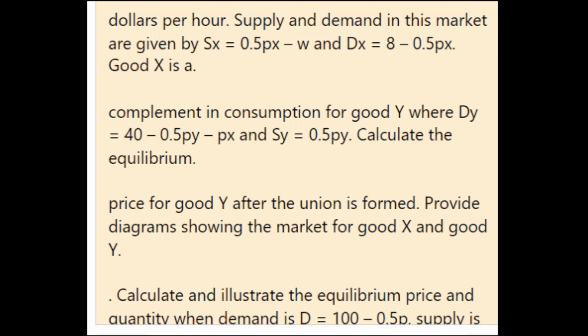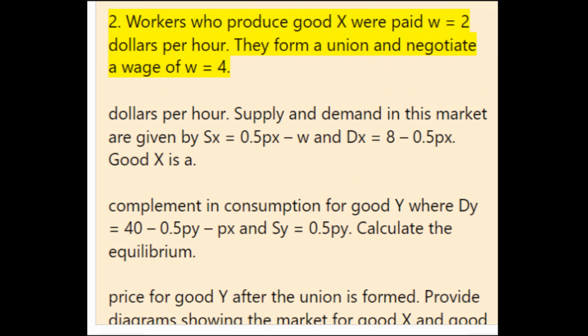Quantity and price. 2. Workers who produce good X were paid W = $2 per hour. They form a union and negotiate a wage of W = $4 per hour. Supply and demand in this market are given by Sx = 0.5Px - W and Dx = 8 - 0.5Px.